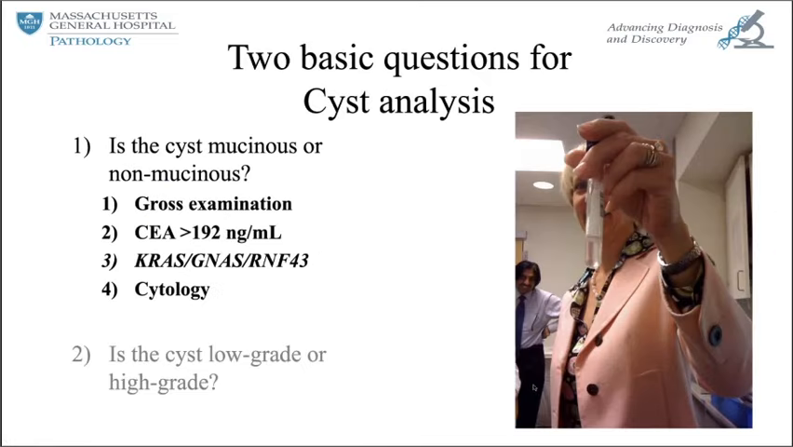So let's go back to our two questions. The first one, is it a mucinous cyst or a non-mucinous cyst? And these are the four ways we can answer that. I've gone over the gross examination, the CEA 192, KRAS, GNAS, RNF43, all support a mucinous cyst of any grade, does not stratify for grade, and then cytology.